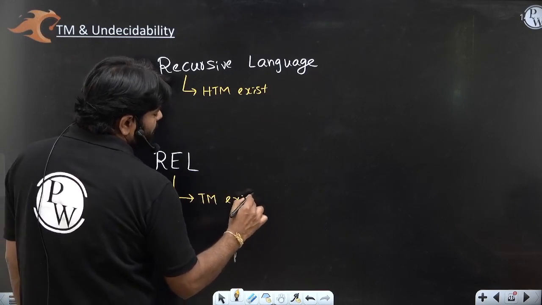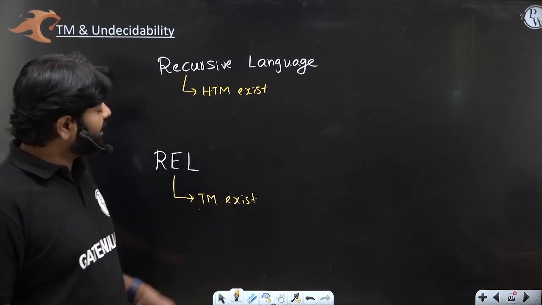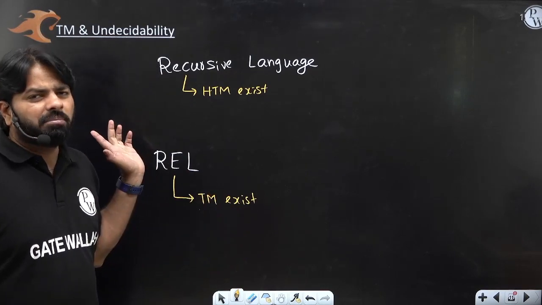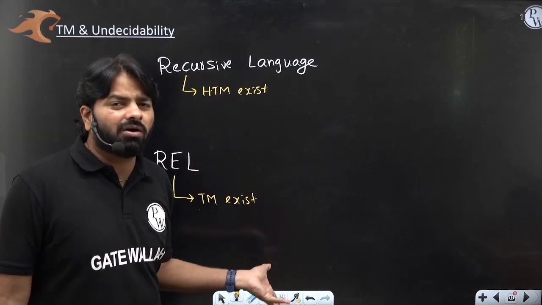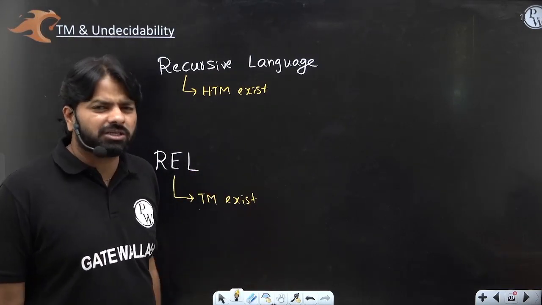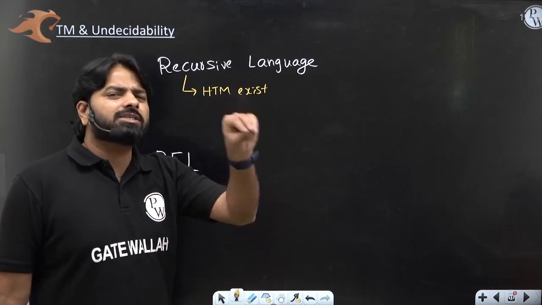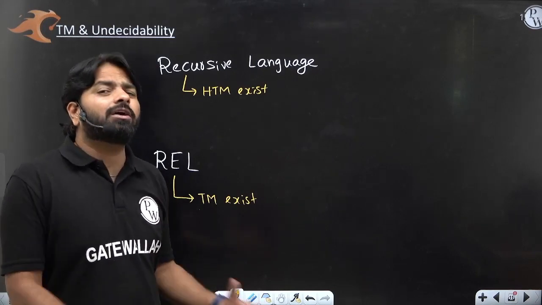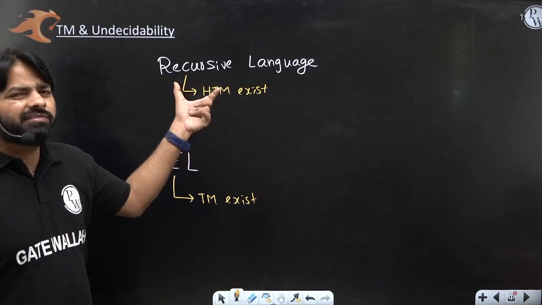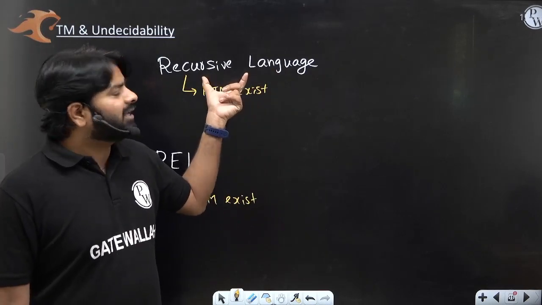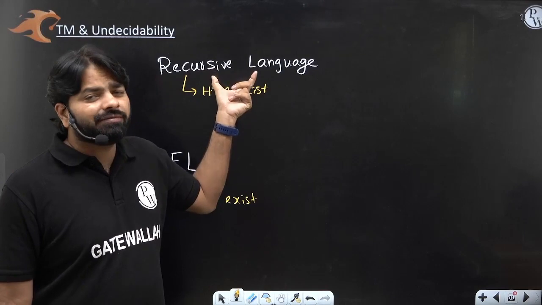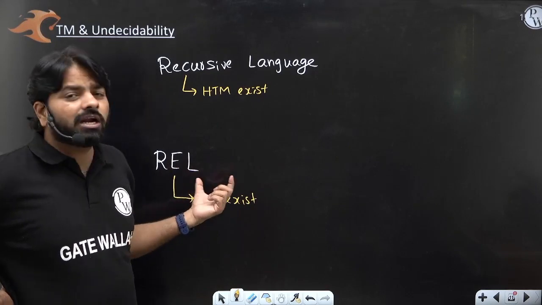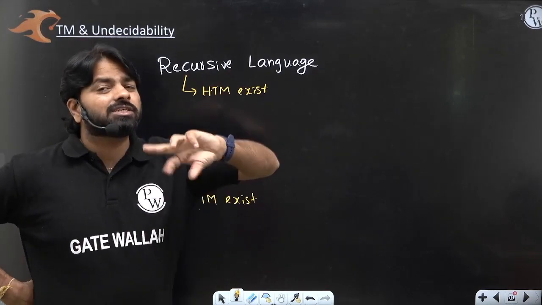For any language, if a TM exists, you can say that the language is REL. Maybe that language is regular, context free, context sensitive or recursive, it doesn't matter to us. Maybe finite, maybe regular, maybe CFL, it could be any of those languages. But if the language is recursive, it might be regular, finite or CFL, but here you cannot take non-recursive. Among the RELs there are two types of languages: recursive languages as well as non-recursive languages.